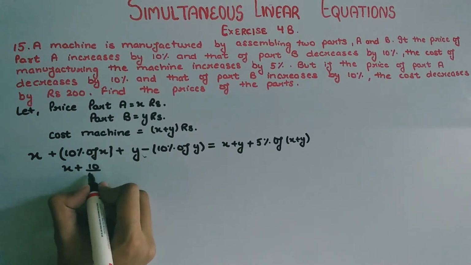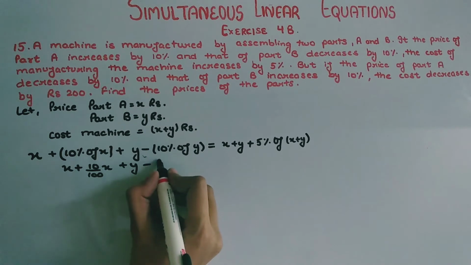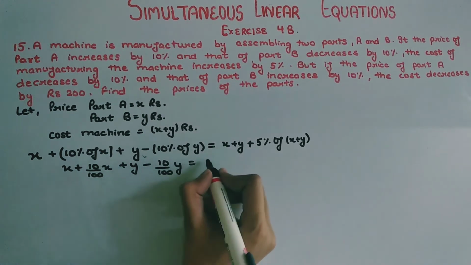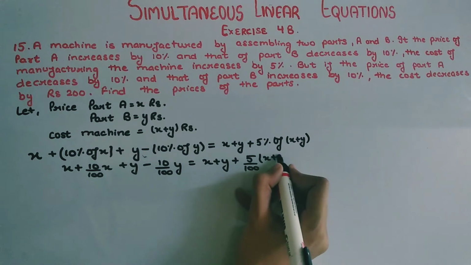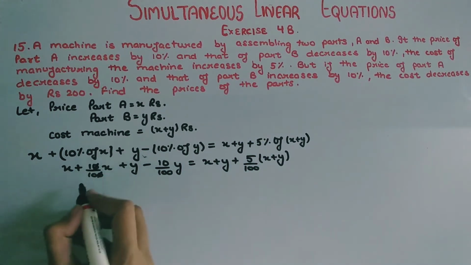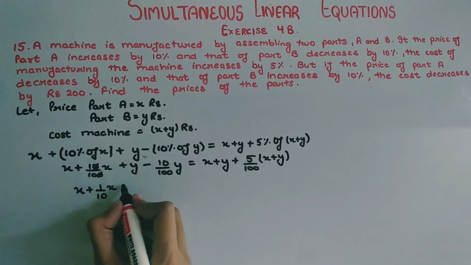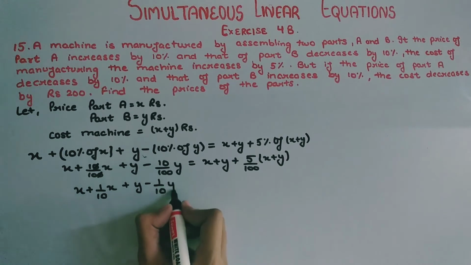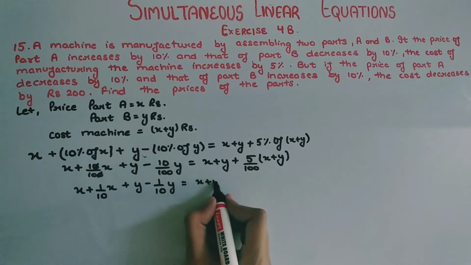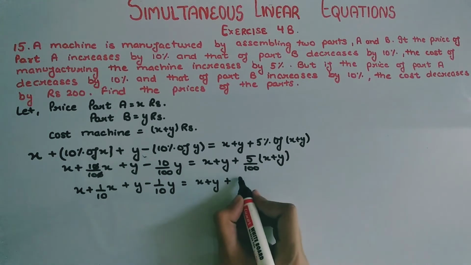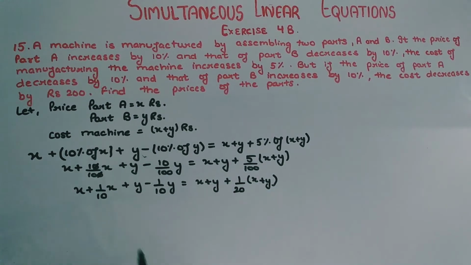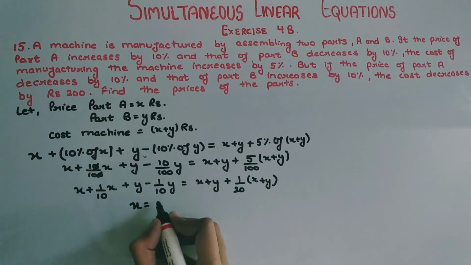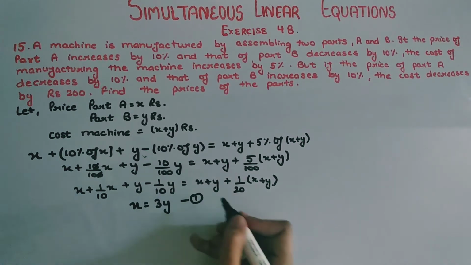X plus 10 by 100 of X plus Y minus 10 by 100 of Y is equal to X plus Y plus 5 divided by 100 of X plus Y. This is X plus 1 by 10 X plus Y minus 1 by 10 Y is equal to X plus Y plus 5 by 100, that is 1 by 20, multiplied by X plus Y. Now, after solving this whole equation by taking the LCM and cross multiplying, we will get the value of X, that is 3Y, and that will be our equation number 1.